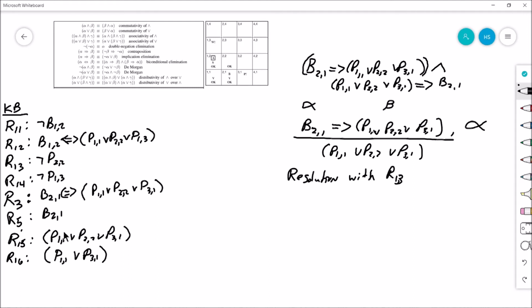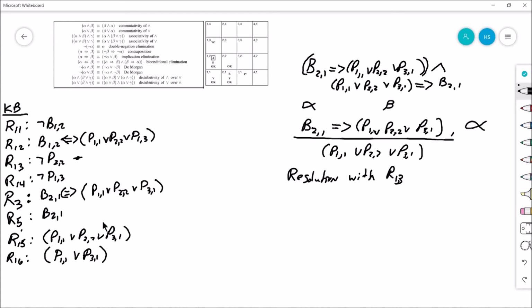Okay, so what did I just do here? I just did a cancel. That's it. That's what the resolution rule does. It just allows you to do canceling. So because of a previous sentence in my knowledge base, there is no pit in 2.2, right? So when I derive this new sentence, R15, P11 or P22 or P31, I can create a new sentence by canceling out the P22 because of a previous sentence that was already in my knowledge base. So that gives me a new sentence, P11 or P31.